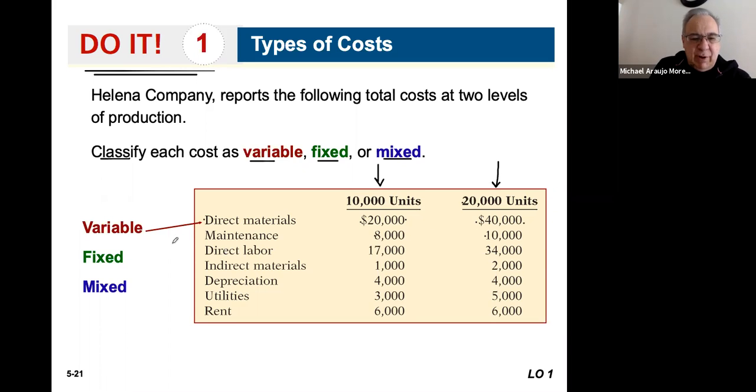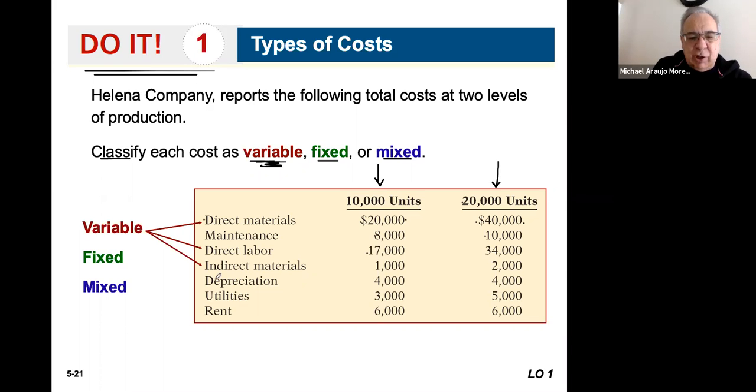For your direct labor, as the arrow earlier had hinted, we need $17,000 to produce 10,000. We produce twice as much, it costs twice as much. So the cost per unit is going to be equal, okay? So that's also a variable cost. Indirect materials, in this case, we need 1,000 for 10,000 units. We need 2,000 for 20,000 units. In this case, this is going to be another variable cost as the cost per unit is equal. And that's what we look at for variable, the per unit cost.